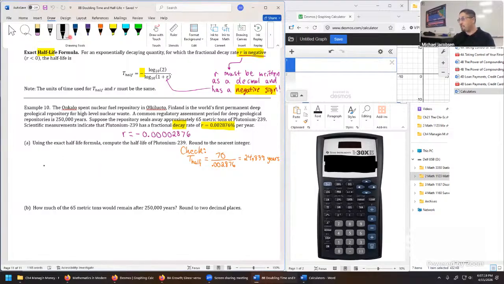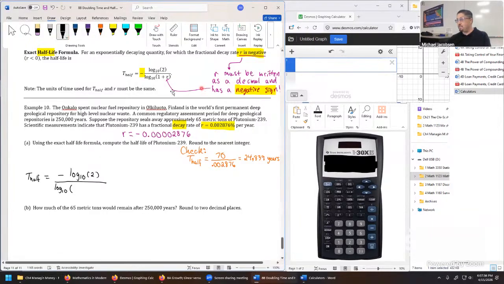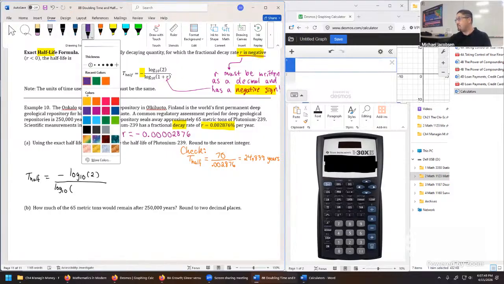So let's write out carefully, T half for the half-life is negative log base 10 of 2 divided by log base 10 of, here's where the first big confusion of the problem is. The author has to write plus here to make the formula correct, but the decay rate is actually a negative value for R. And so when we go to plug it in, there's in fact a negative sign that goes right here to start it out.